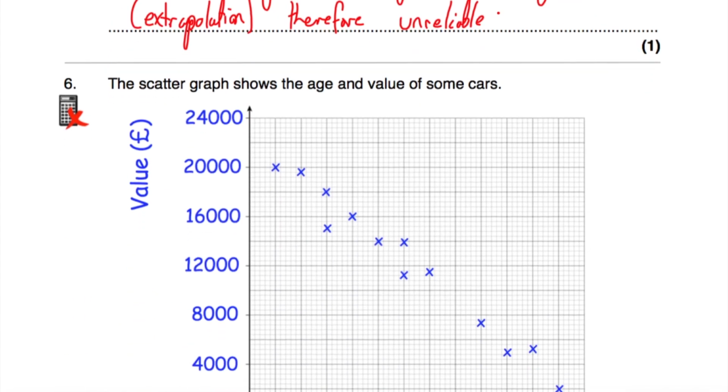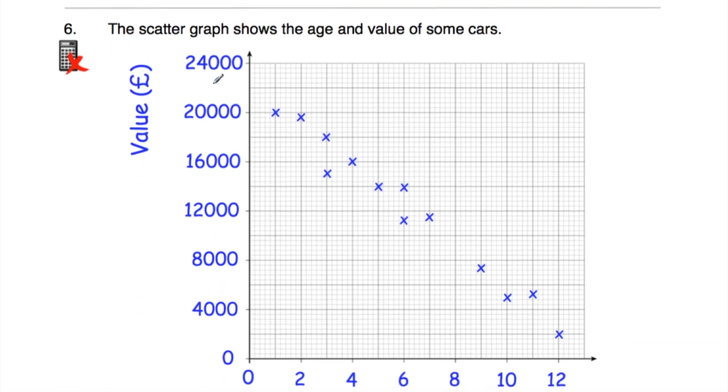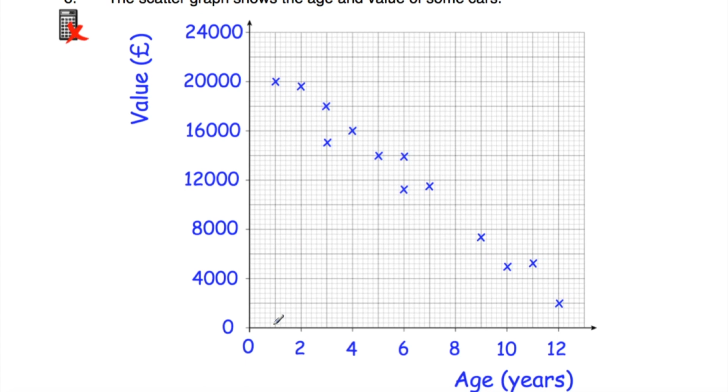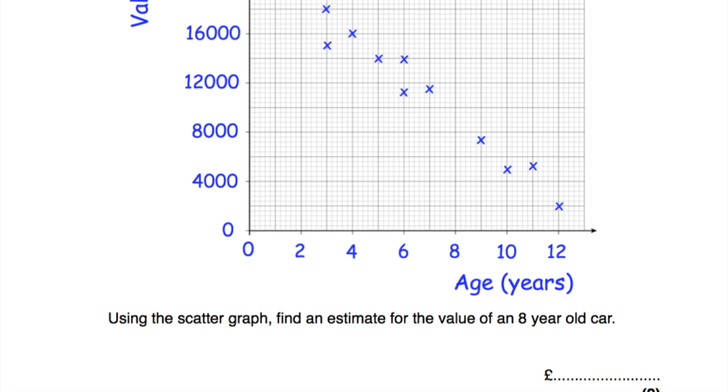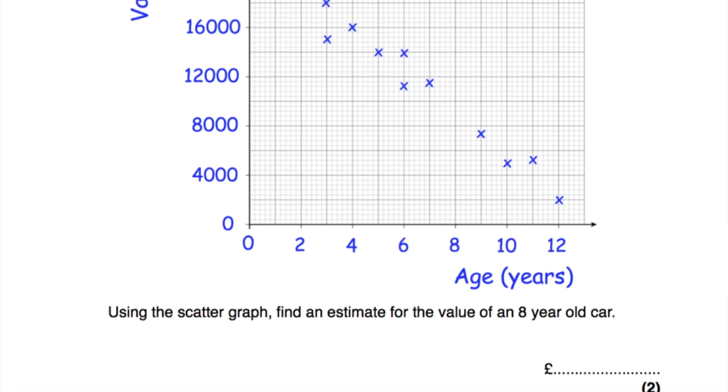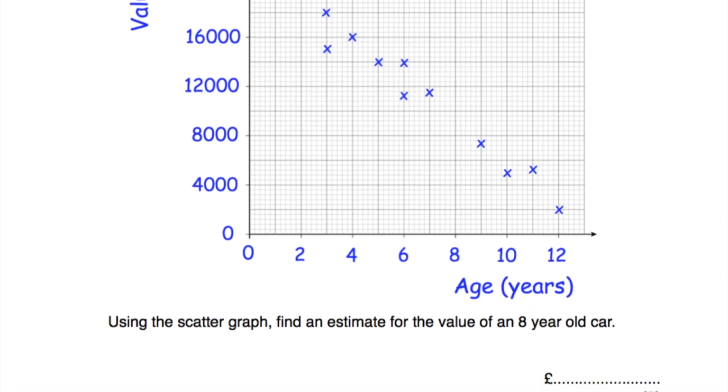Okay, let's have a look at our next question, question number 6. We've got a scatter graph that shows the age and values of some cars. We've got the age going along horizontally, with cars ranging from 1-year-old up to 12-year-old. And we've got their values, from £20,000 going down to around £2,000. The question says, use the scatter graph to estimate the value of an 8-year-old car. So we want to estimate the value of an 8-year-old car.